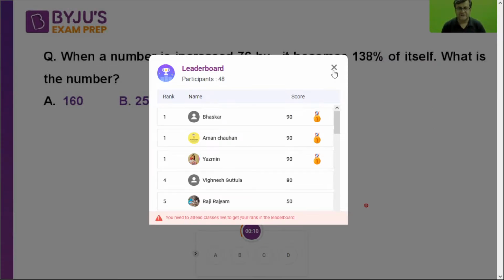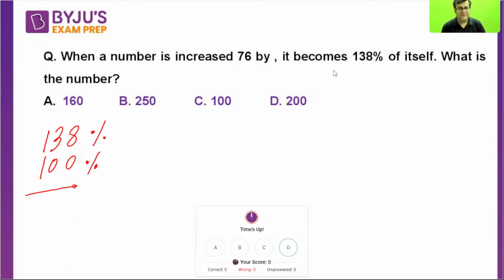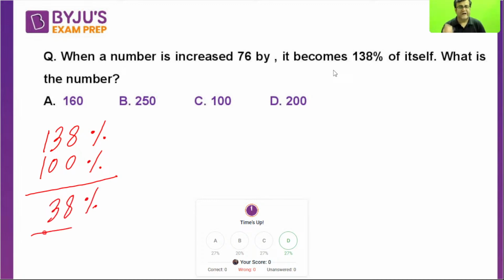I told you now, the value itself is 100%. If a value increases by 76, the value becomes 138%. The value itself is 100%. It will become 138%. So how much percentage increase? It will increase by 38%.